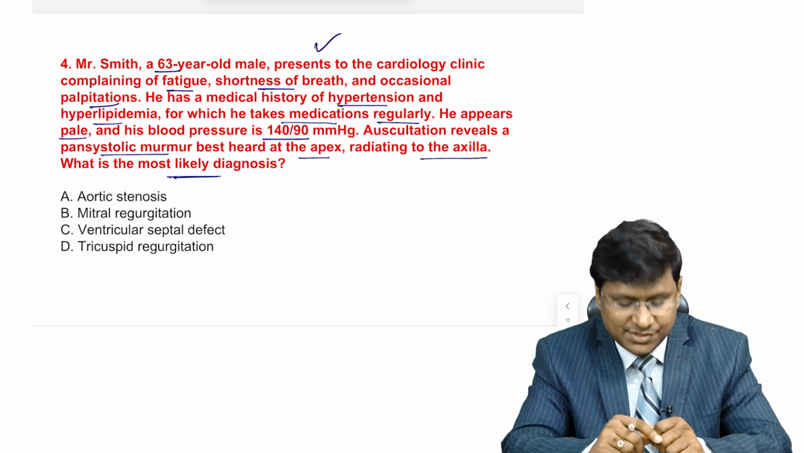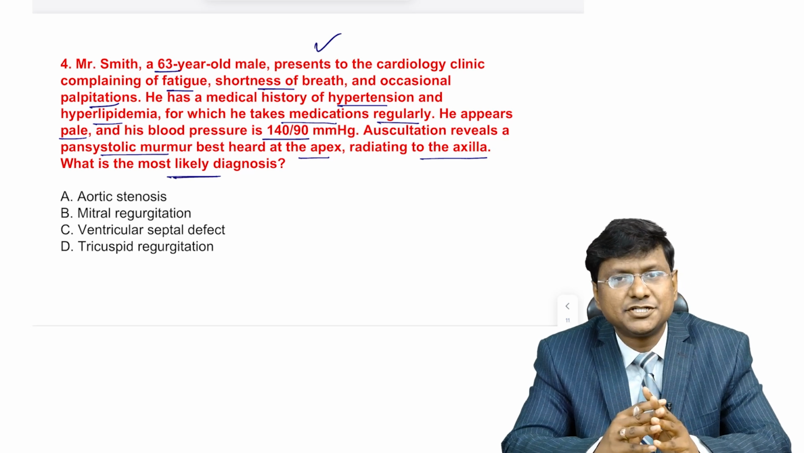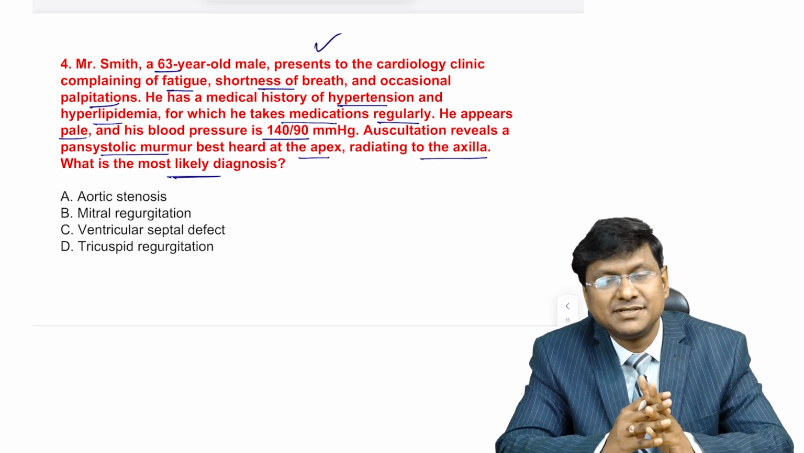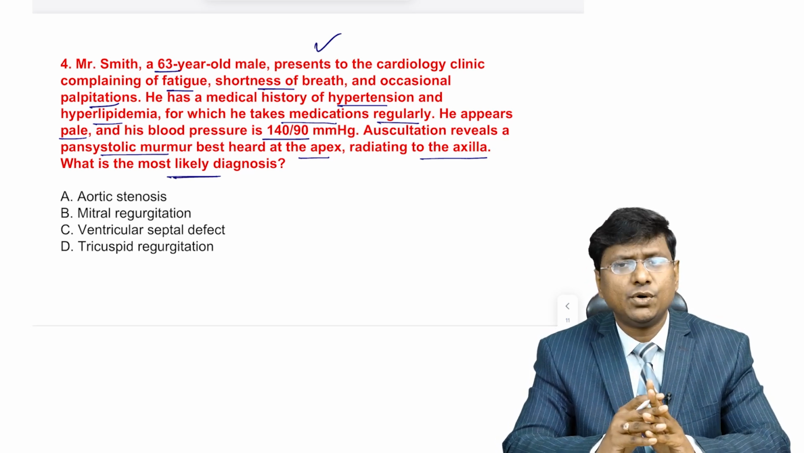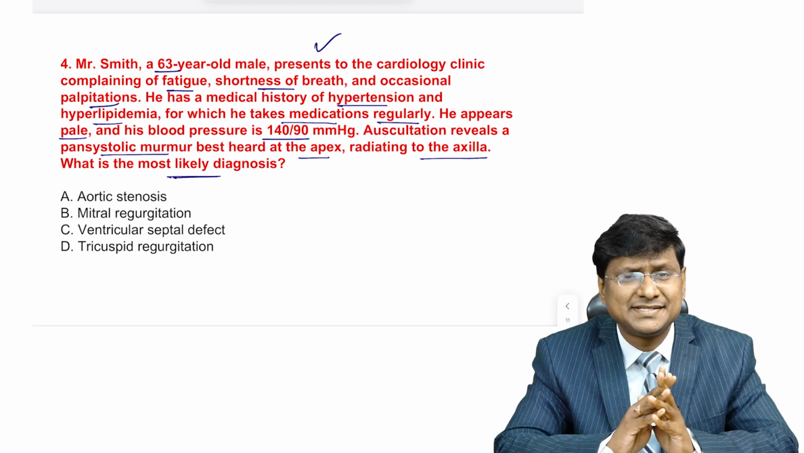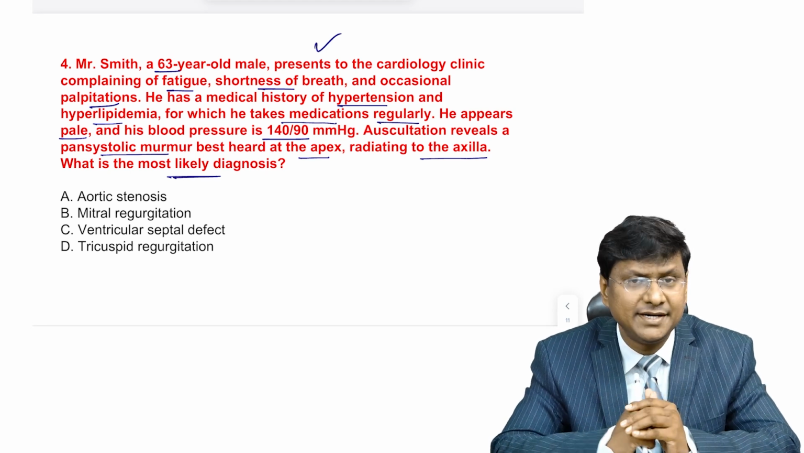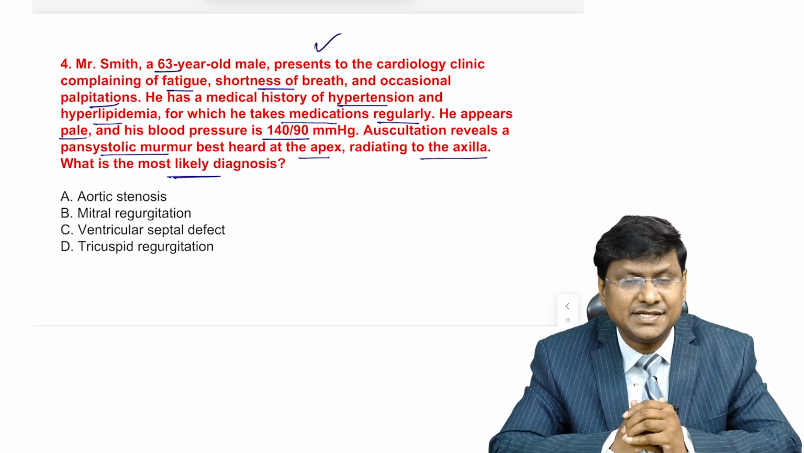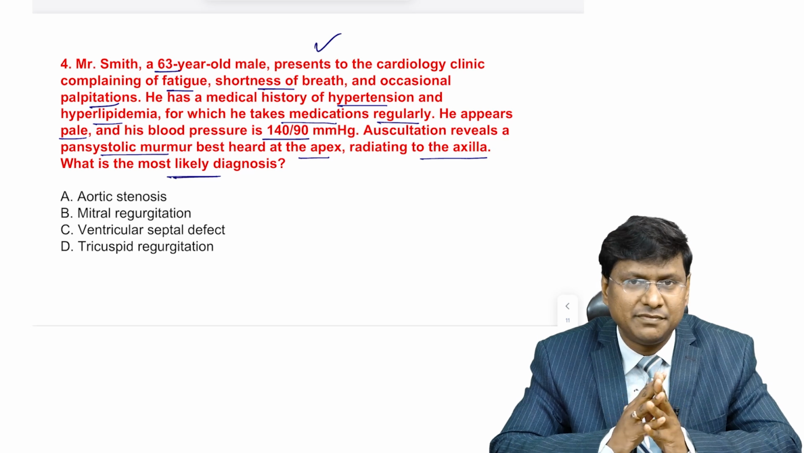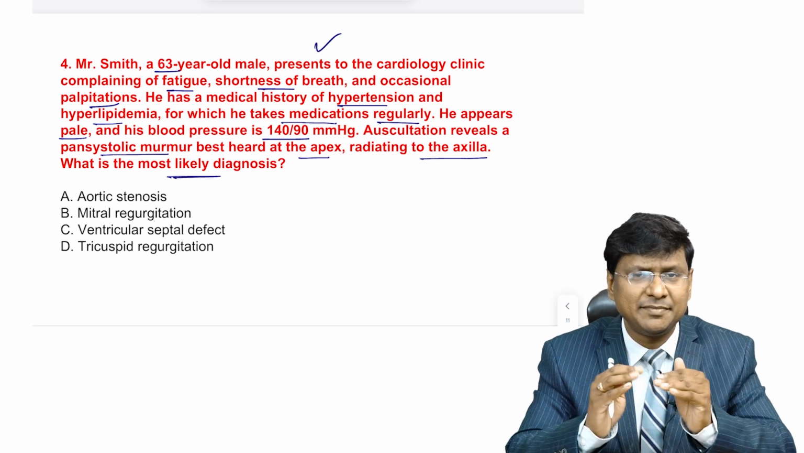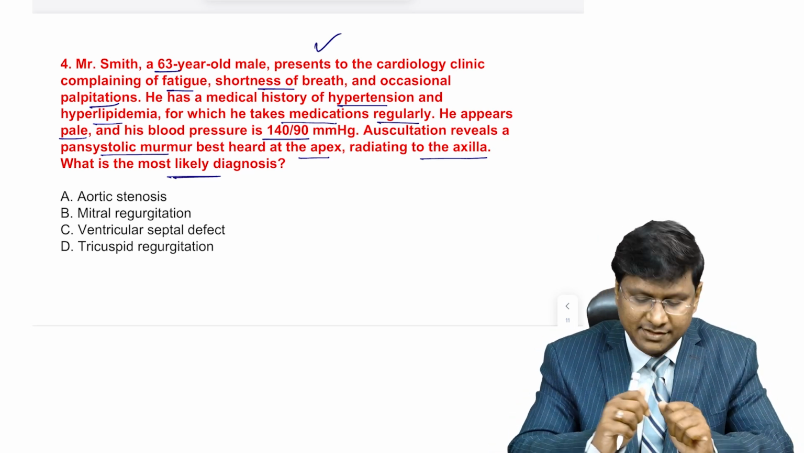The options are aortic stenosis, mitral regurgitation, ventricular septal defect, and tricuspid regurgitation. Valvular heart diseases are a very important topic, right? I'll discuss all the important valvular heart diseases in detail now. First, let me try to make out the answer to this question.